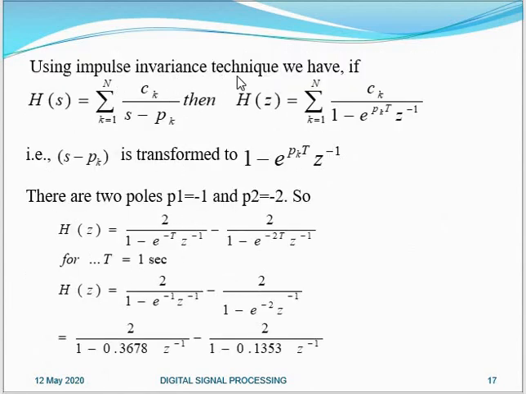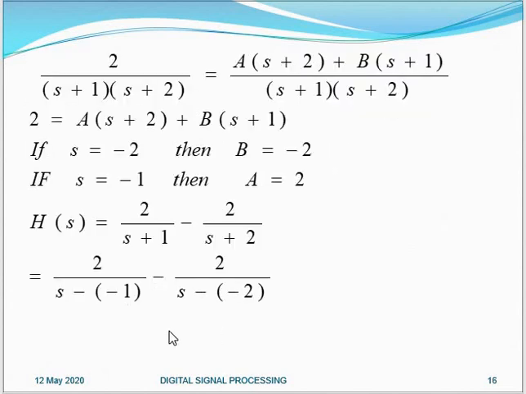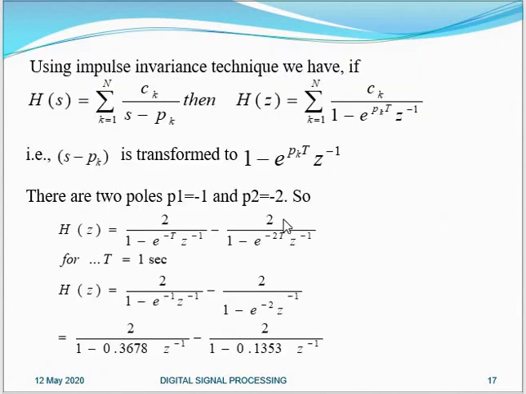So in the impulse invariance technique, if H(s) is equal to this, then H(z) is equal to this. We have created this. Now s minus pk is transformed to 1 minus e to the power pk T z to the power minus 1. After mapping, this will happen. So there are two poles: p1 equals minus 1, p2 equals minus 2. From here, minus 1 and minus 2, two poles are there.